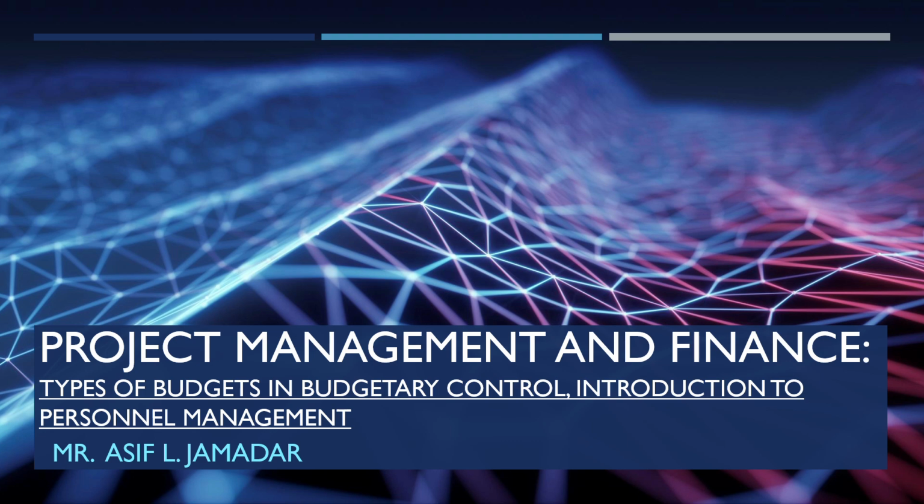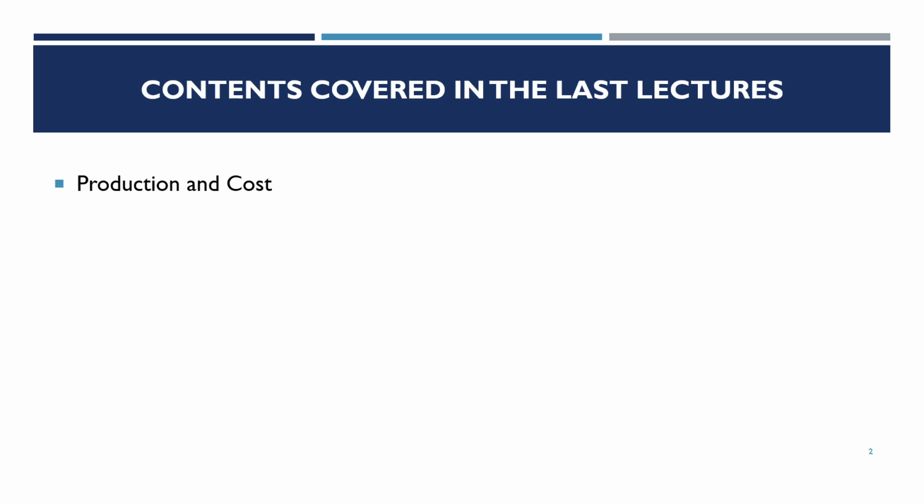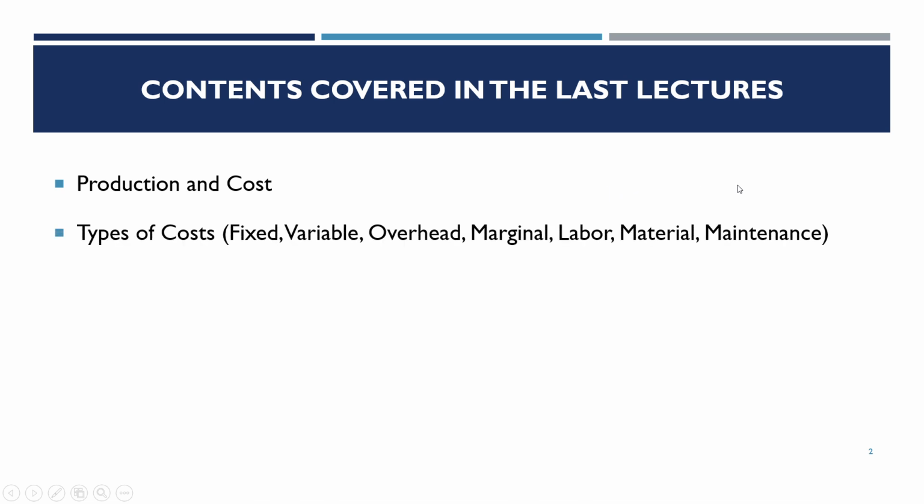So today we will start with what we covered so far. This is the first one we covered in the last lecture, that is production management, production and the cost. Also we've seen the types of cost, which included fixed cost, variable cost, overhead cost, marginal cost, labor cost, material and maintenance cost. These types of cost we saw in the last lecture. Also, we saw some control techniques of the cost, how to control the cost, and we went through the different techniques, and also the budgetary control.